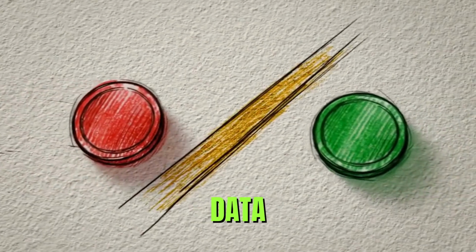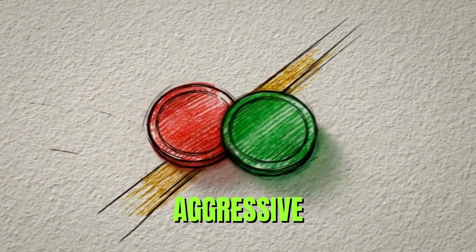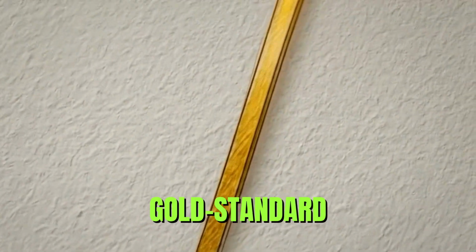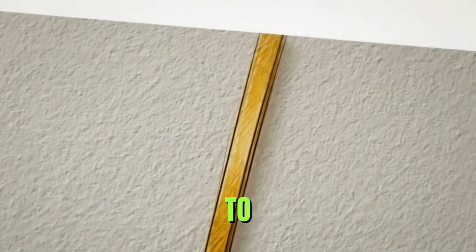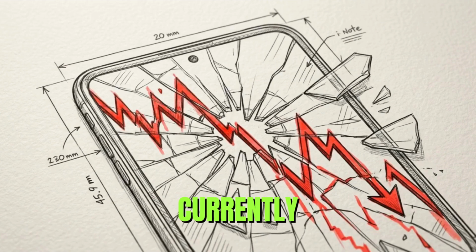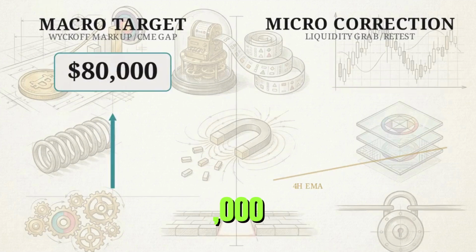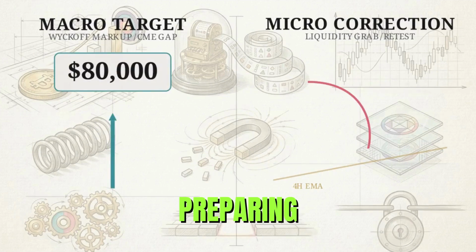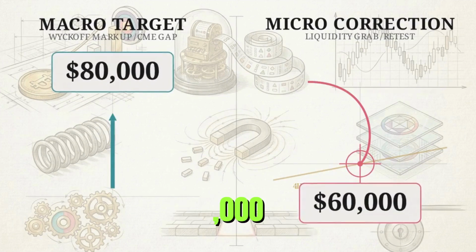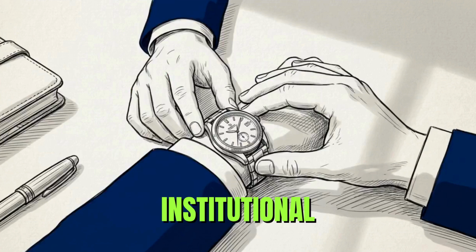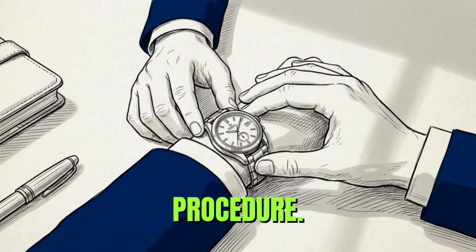Right now, market data is coalescing into an aggressive projection, an $80,000 Bitcoin. This gold standard target stands in sharp contrast to the high-frequency volatility currently shaking the market. But the analysts modeling this $80,000 peak are also the ones preparing for a short-term drop to the $60,000 level. Holding these two views simultaneously can paralyze a novice trader, but for institutional desks, this is standard operating procedure.